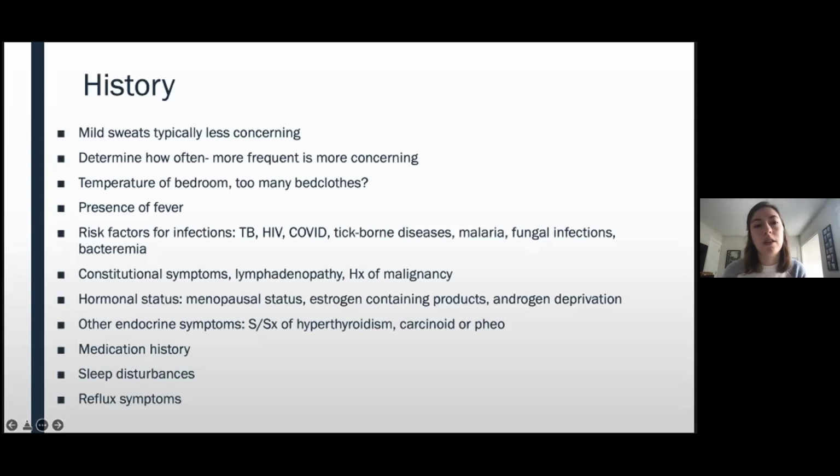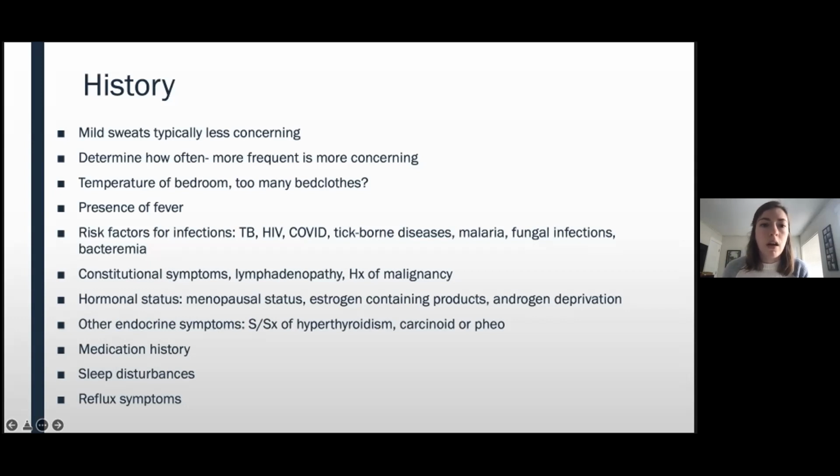Other endocrine symptoms, like signs or symptoms of hyperthyroidism, which we all know, carcinoid syndrome, like wheezing, diarrhea, episodic flushing, or pheo with palpitations or headaches. And then their medication history, any sleep disturbances, and any reflux symptoms. So this is quite the list of things, and you probably don't have time to ask all of these unless you have a really dedicated visit to talking about the night sweats, but you can run through and get rid of some of the red flag things at least, and make sure that there's nothing really scary going on.